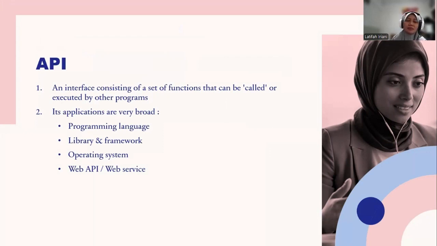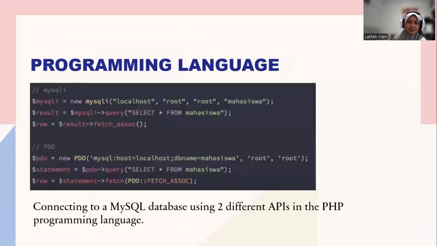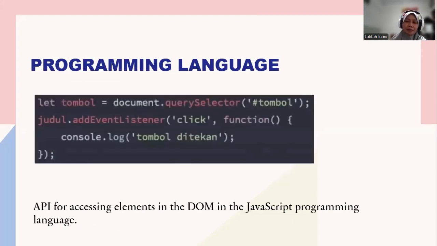First, programming language, and then library and framework, and then operating system, and the last is web API or web service. In programming language, we can connect to a MySQL database using two different APIs in the PHP programming language. We can use syntax MySQL and PDO. Both of them function to connect to MySQL.